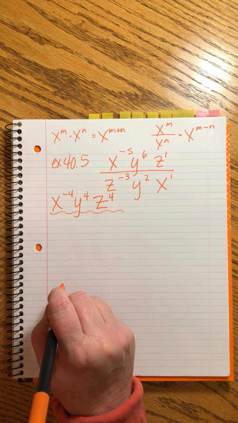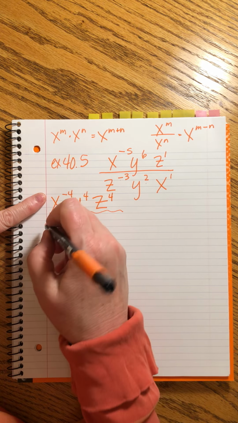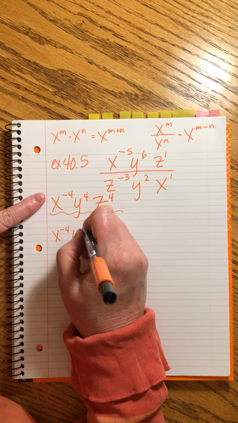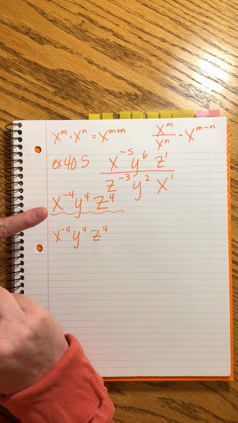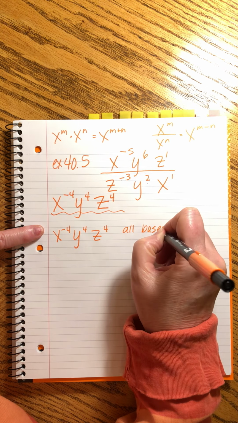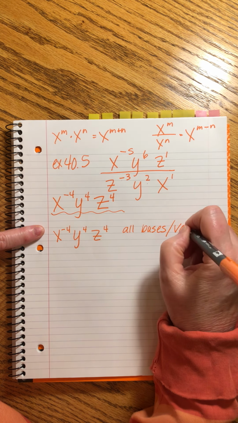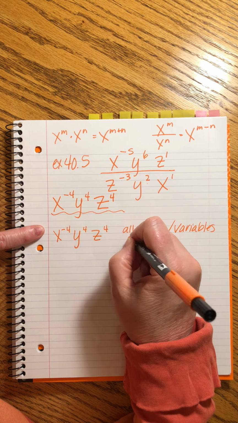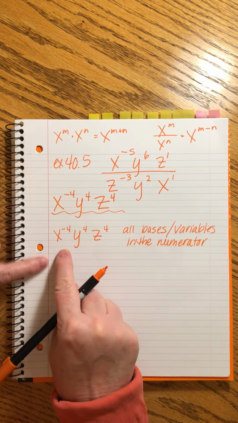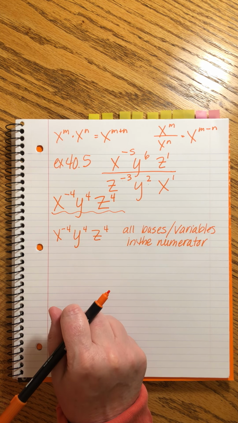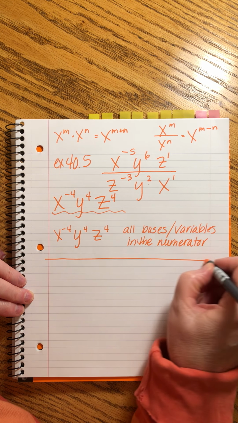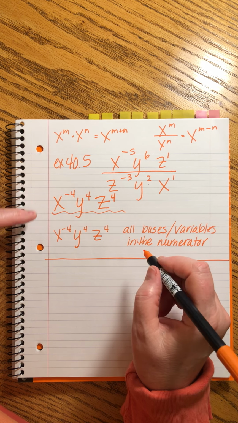However, there's lots of different ways that we can write this. What we have written here is the first one of 4 ways. So I'm going to copy this again. X to the minus 4th, y to the 4th, z to the 4th. This is all bases, or you can say all variables in the numerator. There is no denominator in this expression, right? We shoved it all up into the numerator. That is absolutely fine. Another way we can write this is we can use trapezes to flip them all downstairs.